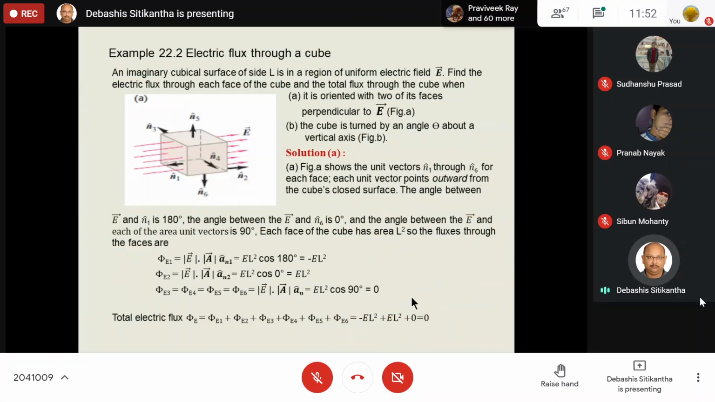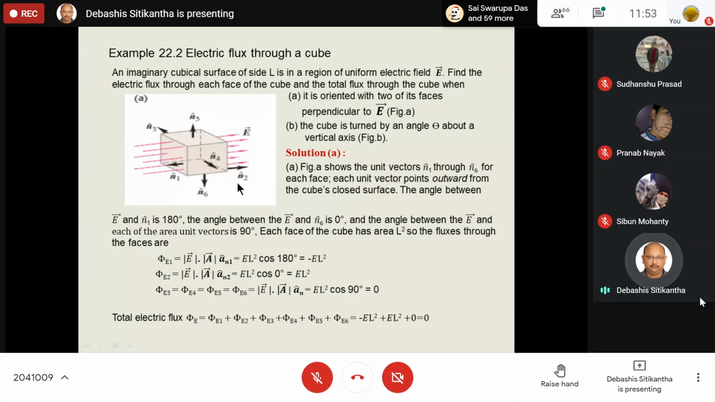Next is a little bit of a lengthy problem, not at all a complex one. It is a lengthy problem. The question says, what is the electric flux through a cube? You have a cube over here, and these are the electric field lines. You have placed the cube inside this uniform electric field. It is simply asking what is the total electric flux through this cube. Can somebody tell me, without going into detail, what will be the electric flux? Yes, anybody?